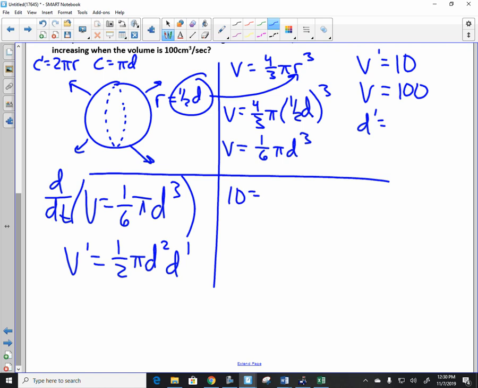What is V prime? 10 equals 1/2 times pi. Do we know the current diameter? No, we don't, do we? D squared d prime. Could I figure out the current diameter? So we drop the 3 in front when we take the derivative. How could we find the current diameter? Use the volume, right? If we know the current volume is 100, we could plug in 100 right here and solve for D, right? So I'm going to have to do that.